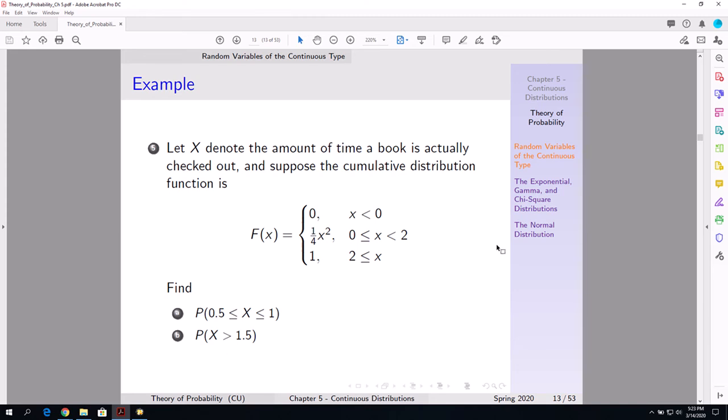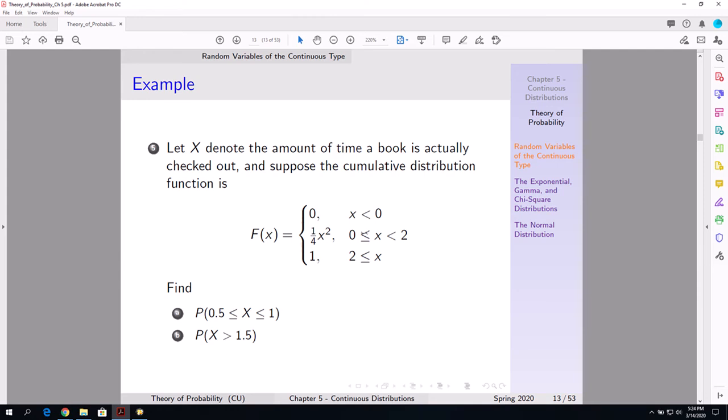Which is 1 minus, 1.5 squared is 2.25, so 2.25 all over 4. So this is 1 minus the fraction 2.25 over 4, which is 4 minus 2.25 all over 4, which is 1.75 all over 4. Whatever that is, let's just leave it at that. We have the answer. So it's 1.75 all over 4.